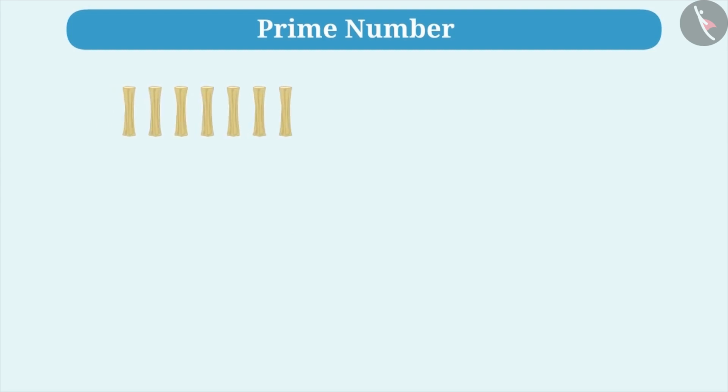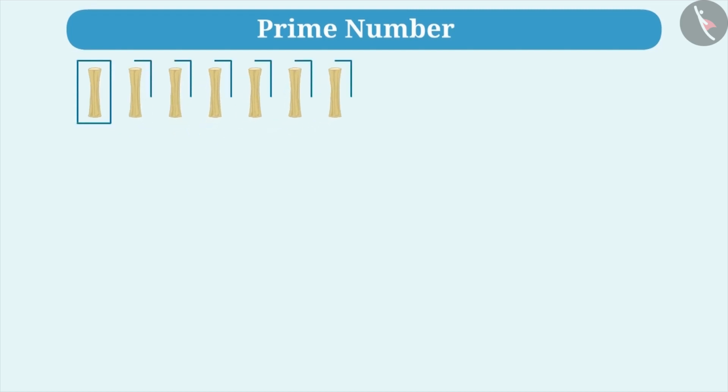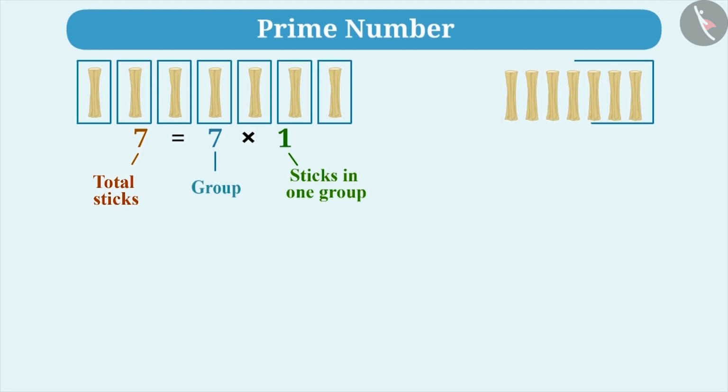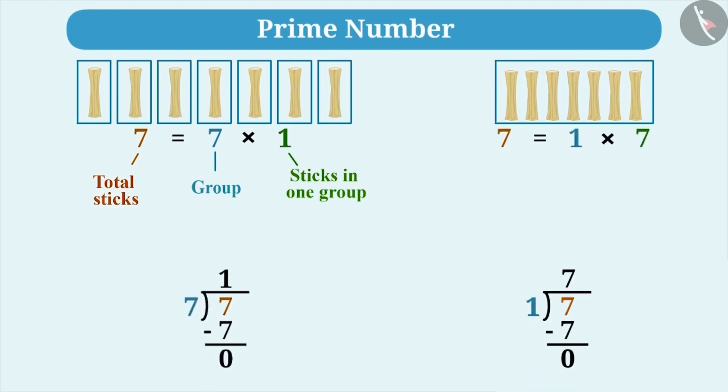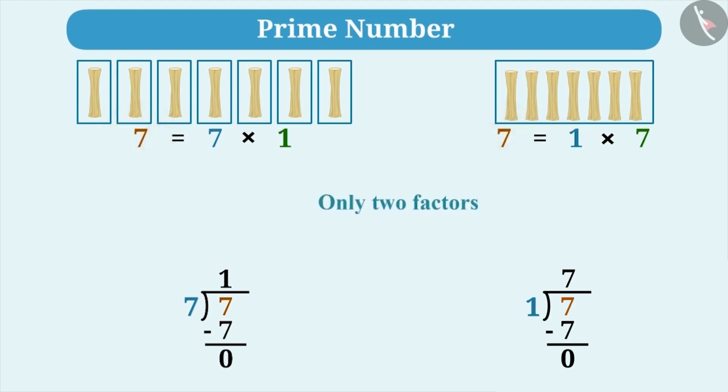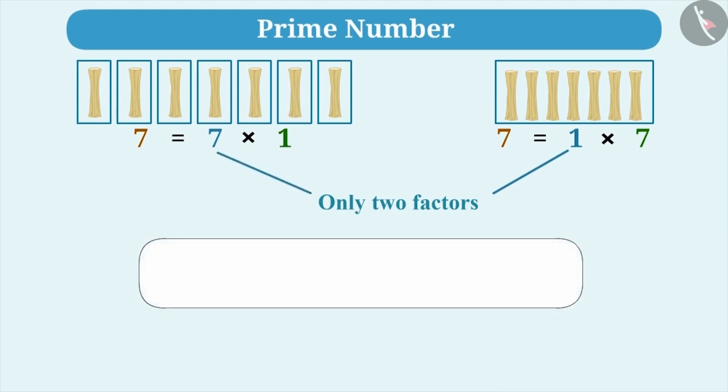Look at this. There are 7 sticks. Can we divide it into equal groups? Think about it. Let me tell you, we can consider one stick as a group and 7 such groups can be formed from it, or we can form one group of 7 sticks. This is because 7 is only divisible by 1 and 7. Therefore, we can say that number 7 has only 2 factors. First one is 1 and the second one is the number itself. The number having only 2 factors, 1 and number itself has no other factors, is called a prime number.